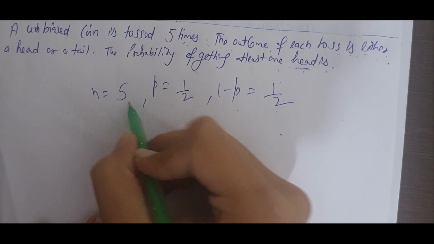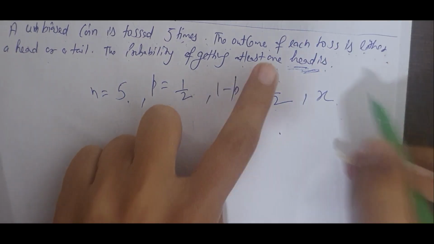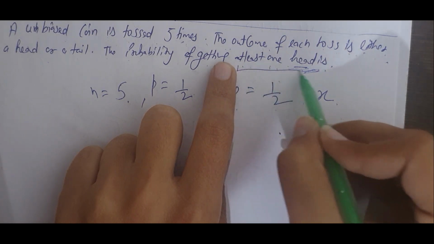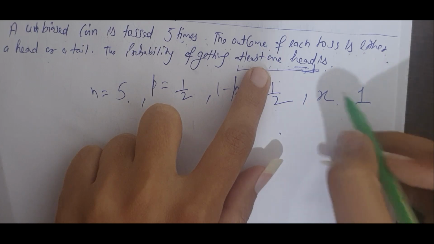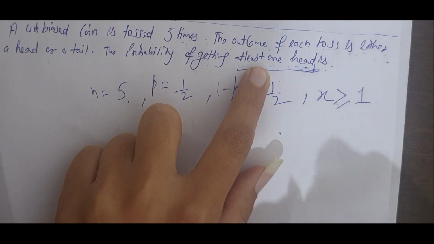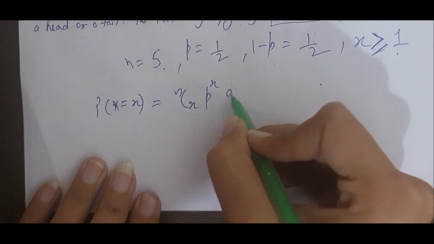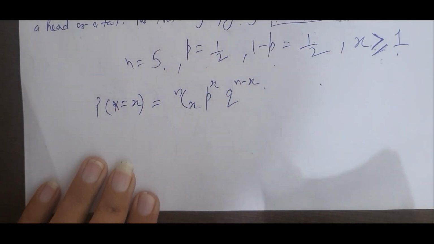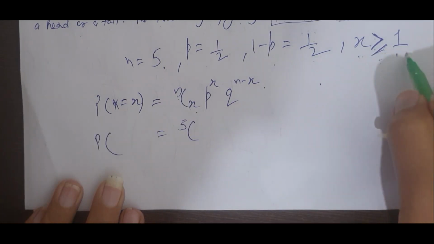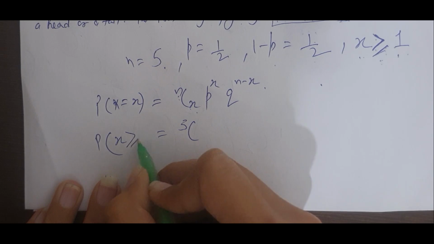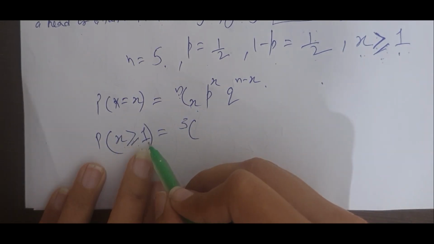n is 5, probability of getting at least one head. So x is, they are saying probability of getting at least one head. One head should be there, but it can be greater than 1. So x can be greater than or equal to 1 because they are saying at least one head. Formula is, this is the formula. n is 5, x is greater than or equal to 1.